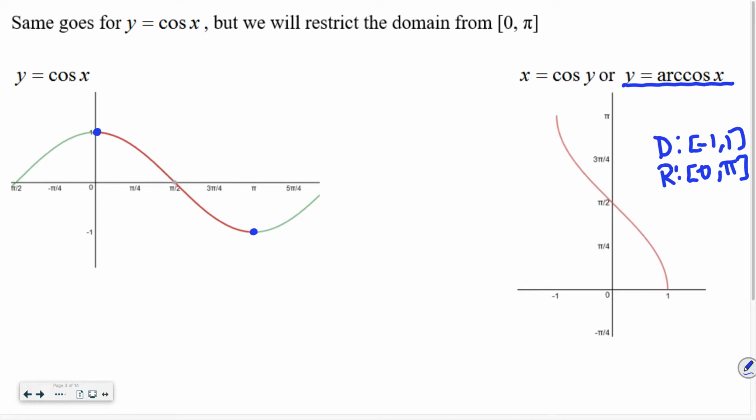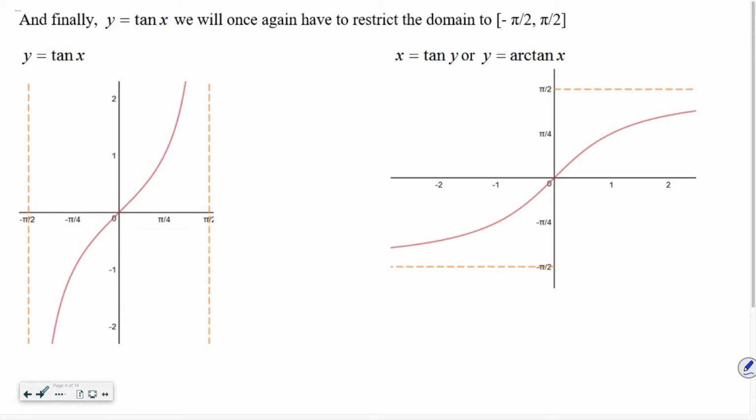And then our tangent function. Remember, we have this repeated over and over again. But if we just take one sliver of it, specifically from negative pi over 2 to pi over 2, then it passes the horizontal line test, and this is your arctangent graph. The domain of this guy is all real numbers, and its range is negative pi over 2 to pi over 2, just similarly to inverse sine, but we have asymptotes, so we can't include those endpoints.